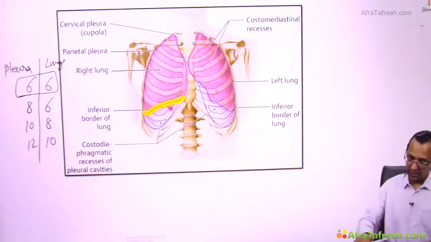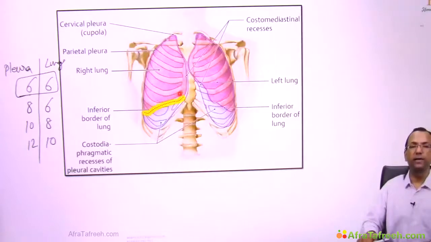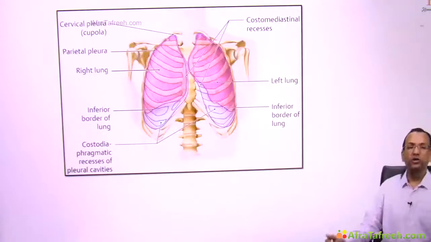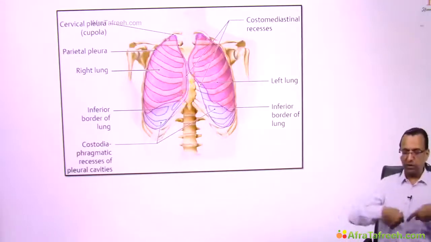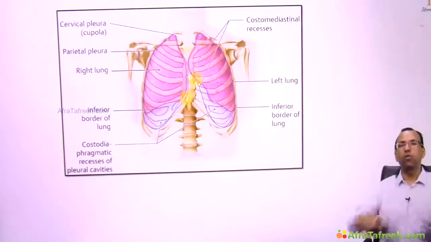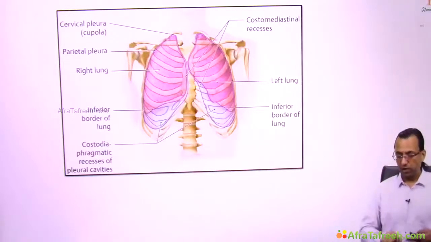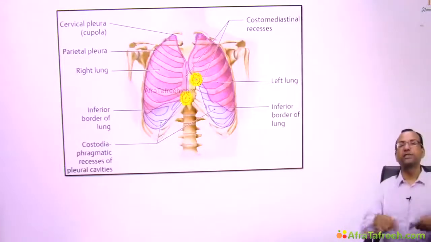So you are telling that this is right lung inferior border. Yes, tell me what is the mid-sternal line? 6th rib, mid-clavicular, again 6th rib, and mid-axillary, 8th rib, paravertebral, 10th rib. What about the left lung? Right lung, left lung, inferior border are almost similar with one difference only, and that is shown here.